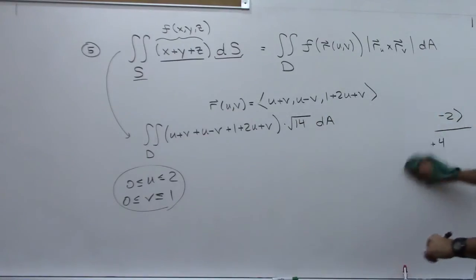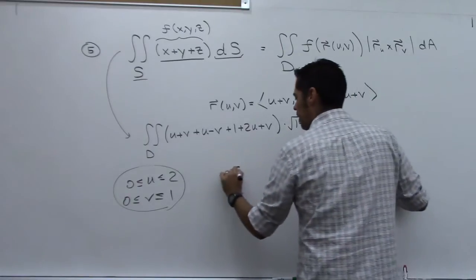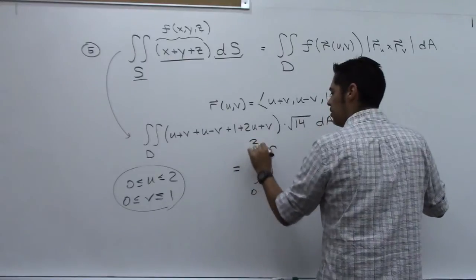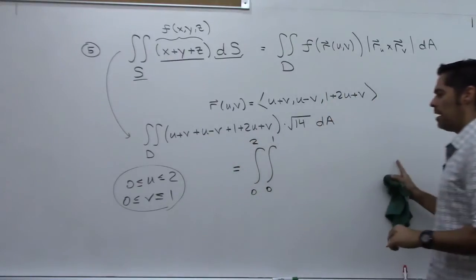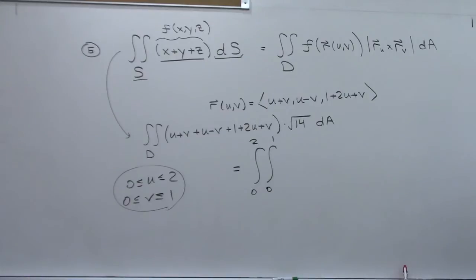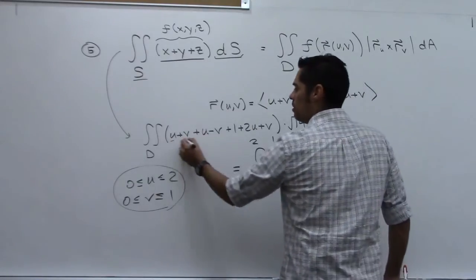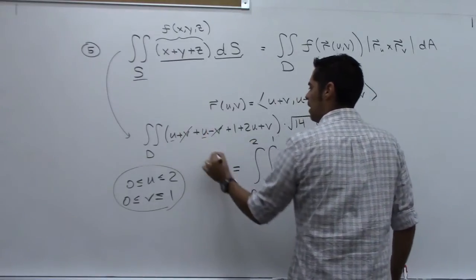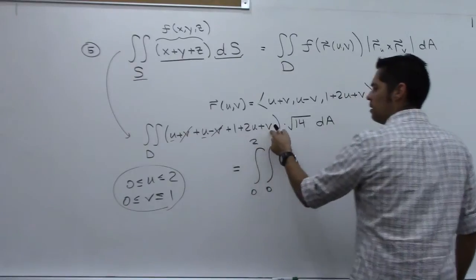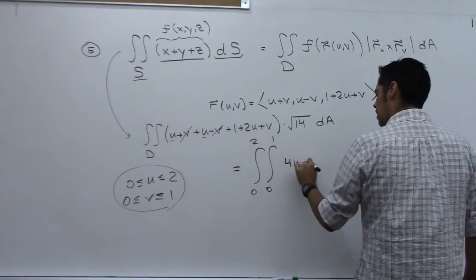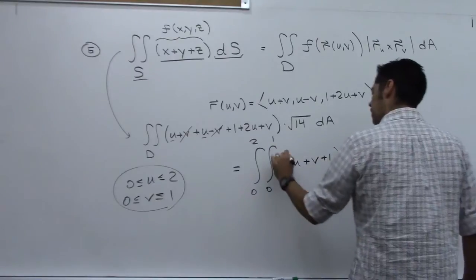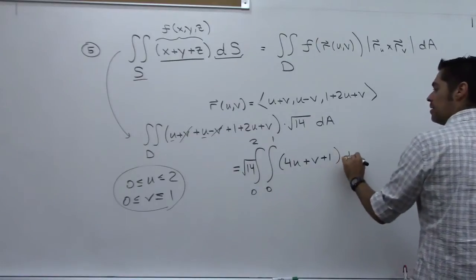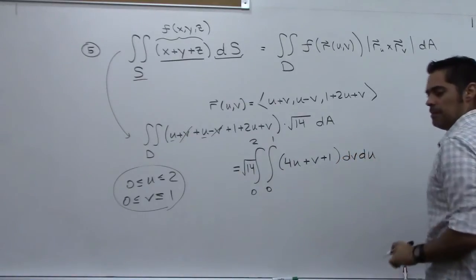Let me clean up the inside of that there. And I'm also going to put my limits of integration on here. I'm going to go 0 to 2, 0 to 1. That means I'm going to have on the outside du and then on the inside dv. Let's see, u, 2u, 4u. V minus v cancels. So I just have a v and then a plus 1. So I get plus v plus 1. Root 14, I pull that out. And then dv, like I said, du.